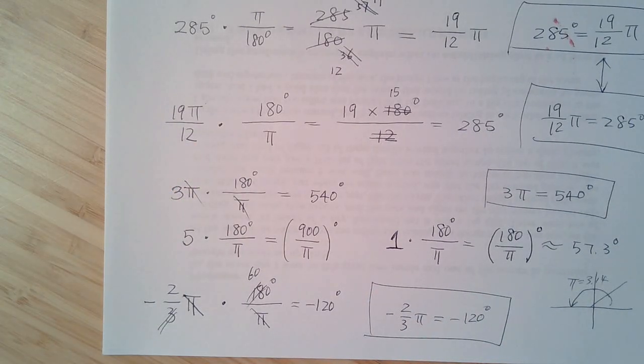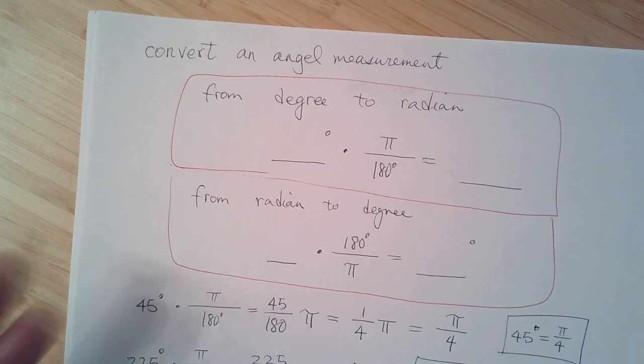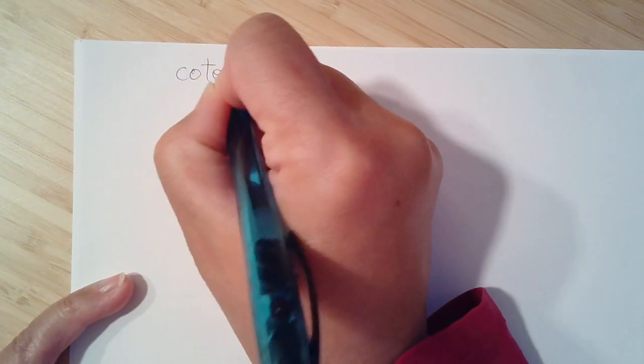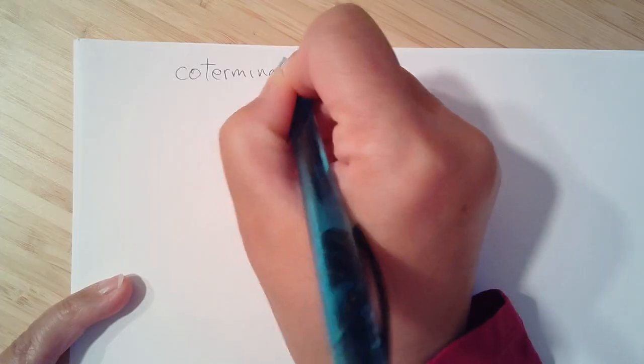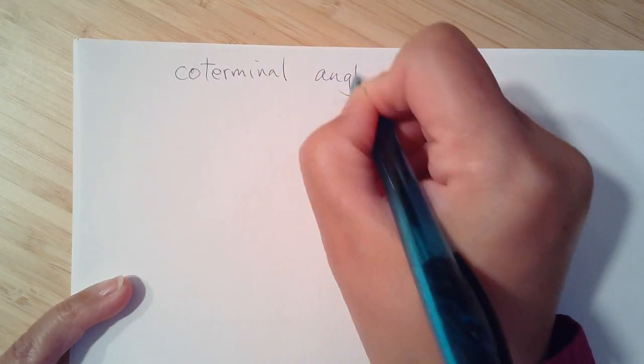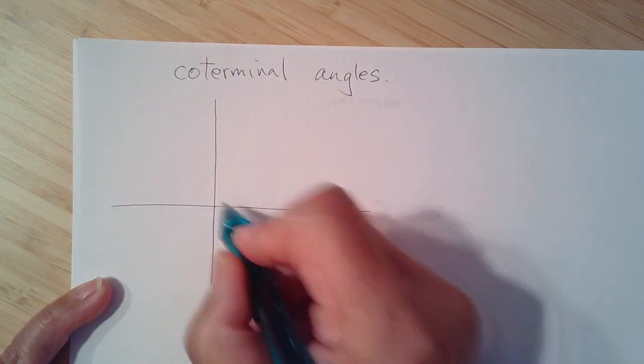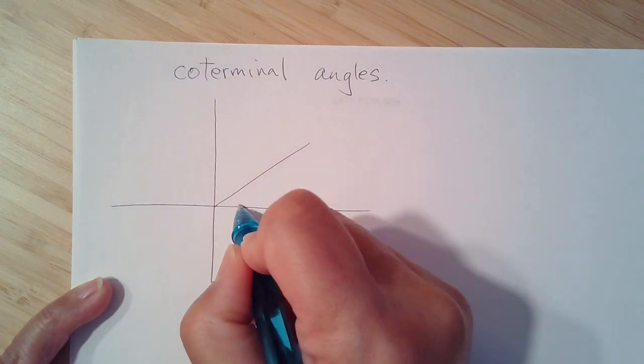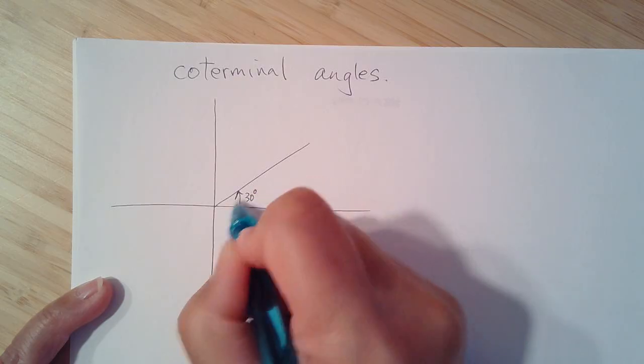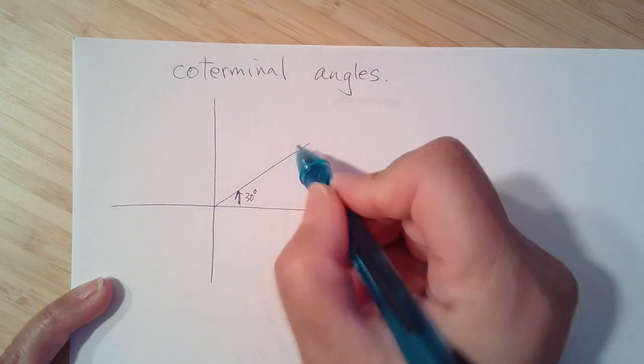Okay, so now you should know very well how to do the conversion. All right, now I'm going to introduce you another interesting concept. It's called co-terminal angles. Okay, what does that mean? Think about 30 degree. That's from here to here, right?